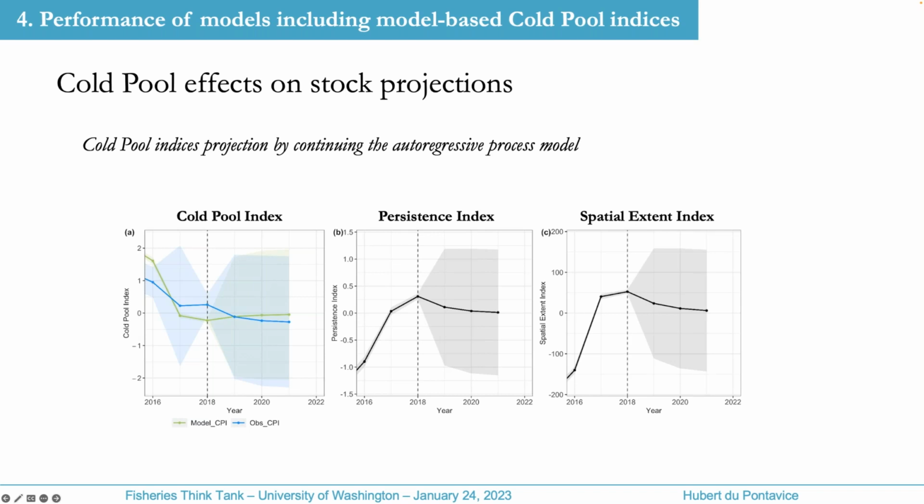You can see here the projection for the 4 indices. So there are the 3 cold pool indices we developed for this study based on ocean model outputs. So the cold pool index in green here, the persistence index in the middle figure, and the spatial extent index here, and the cold pool index based on observations here in the left panel in blue. So as you can see, there are not major changes in the indices during the 3-year projections.